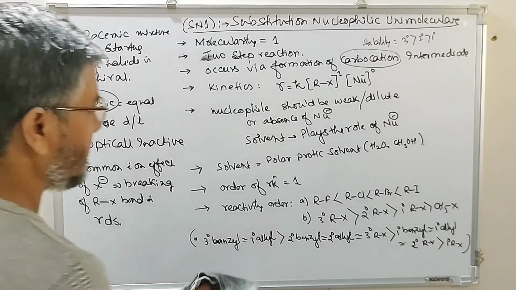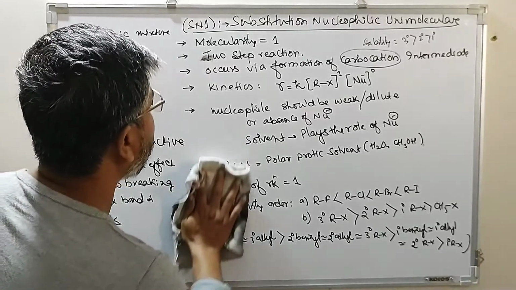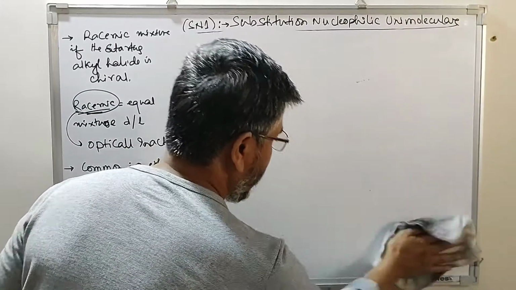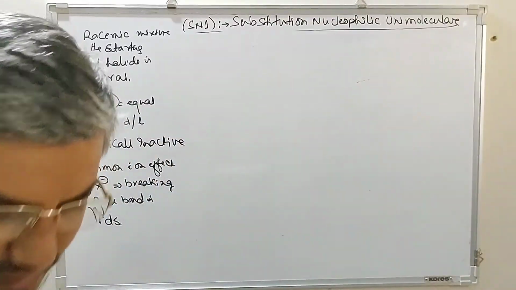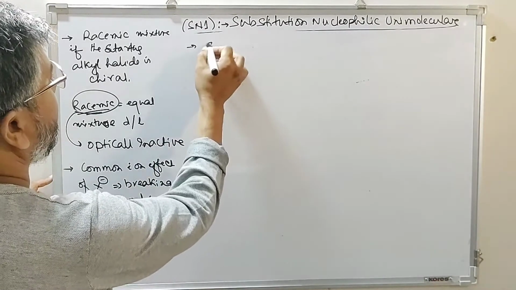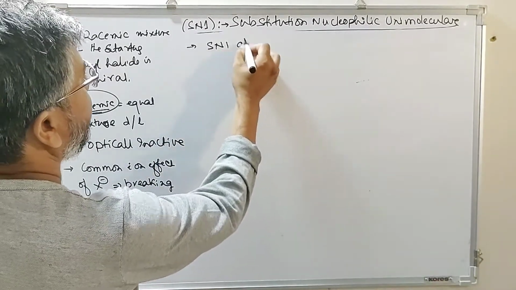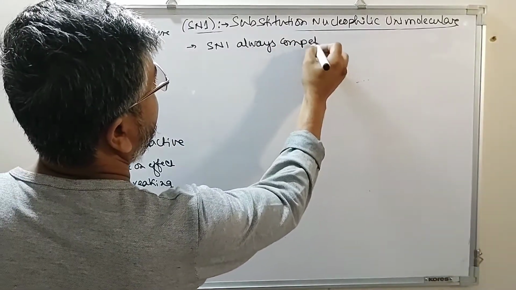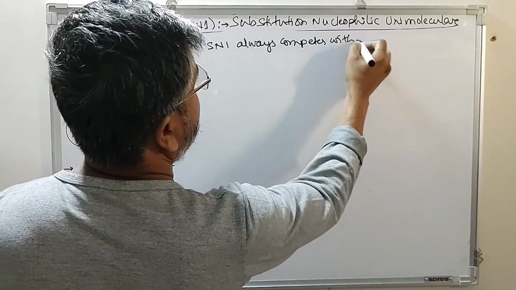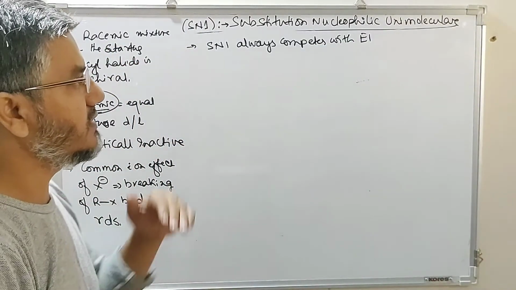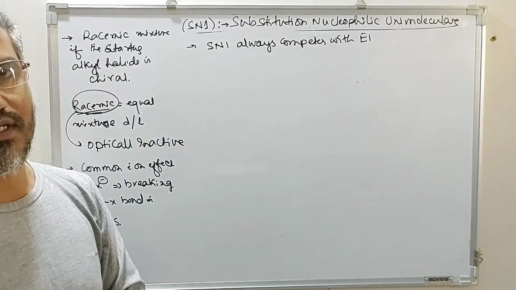Now this SN1 always competes with E1. SN1 always competes with E1 because in both cases there is a formation of carbocation.